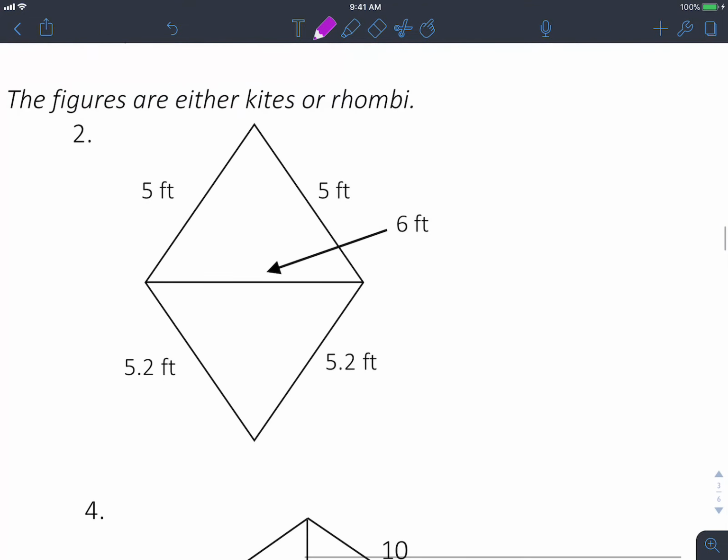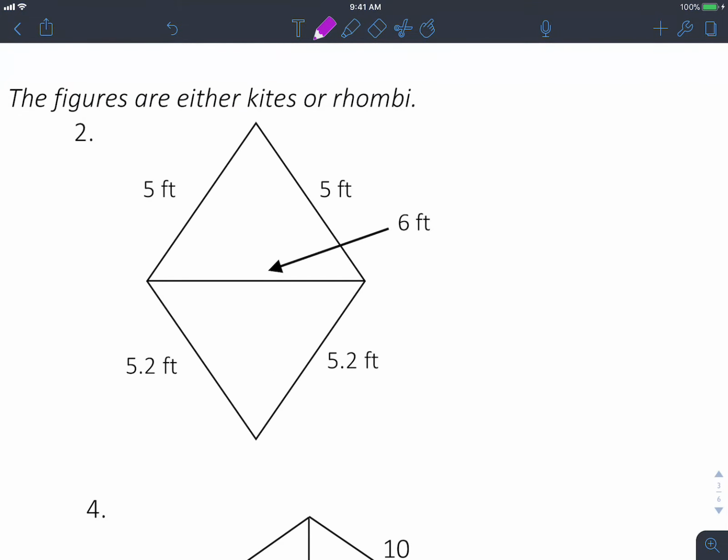Moving on to number 2. Number 2, we had it broken down. So we have 6. This is our second diagonal. These two parts are going to be equal to each other. So 6 divided by 2, each of these parts is going to be 3. Then we know that the diagonals are perpendicular, so we can use the Pythagorean theorem to figure out the length of those other diagonals.